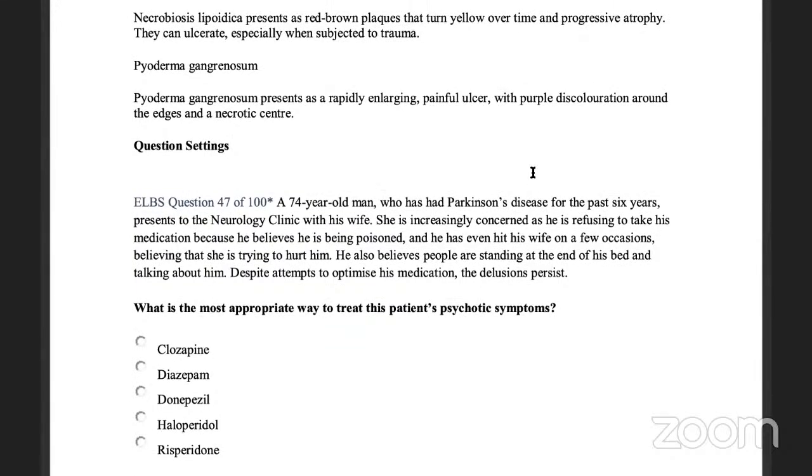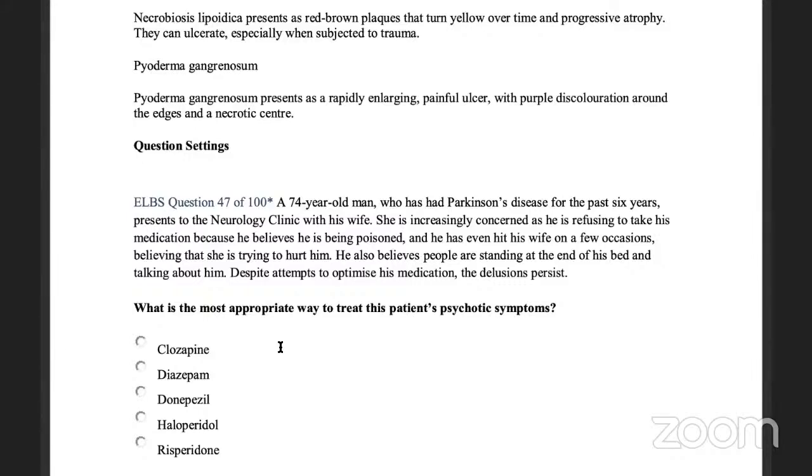What is the most appropriate treatment? A 74-year-old man who has had Parkinson's disease for the past 6 years presents to the neurology clinic with his wife. He is increasingly concerned, as he is refusing to take his medication because he believes he is being poisoned. He has even hit his wife a few times, believing that she is trying to hurt him, and also believes people are standing at the end of his bed and talking about him. Despite attempts at optimizing his medication, his delusions persist. What is the most appropriate way to treat this patient's psychotic symptoms?